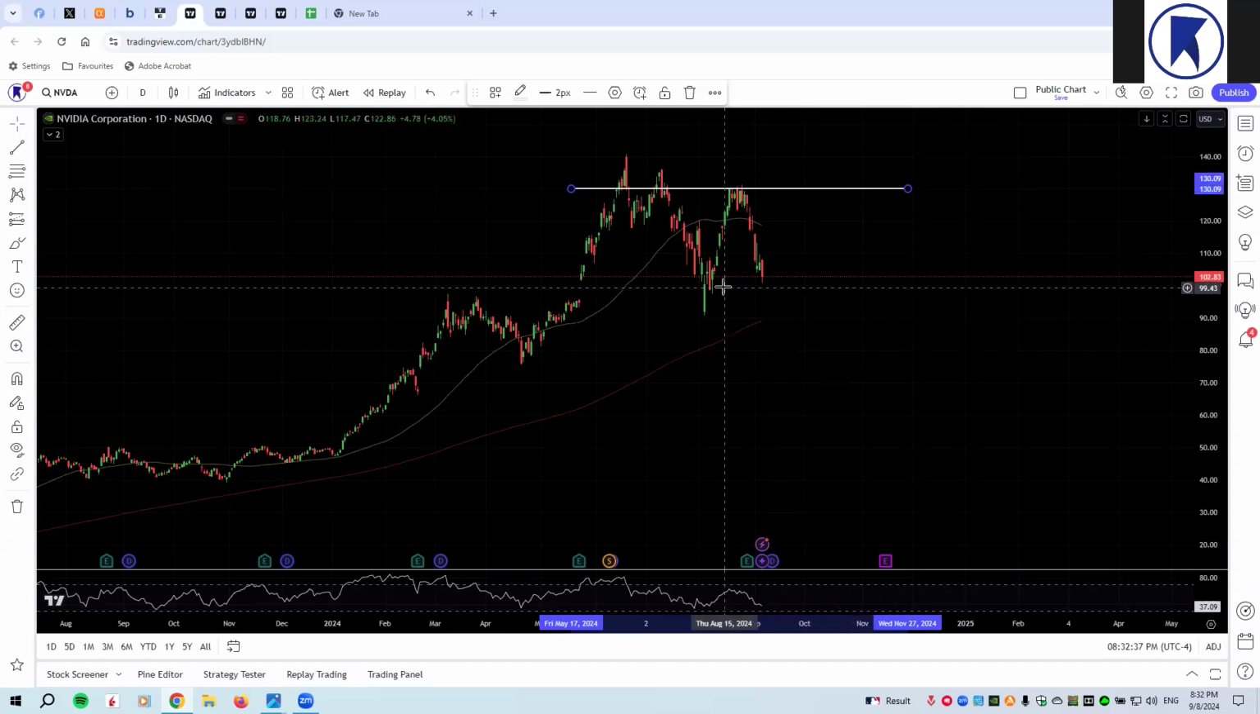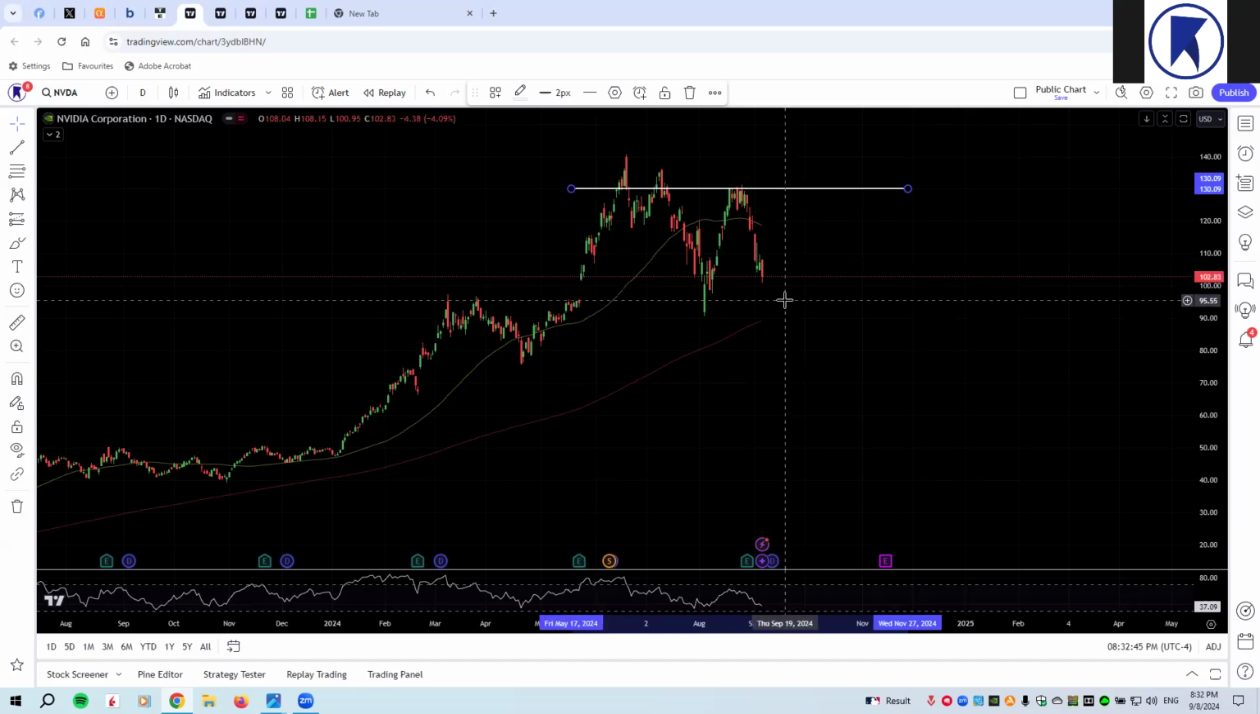This is now down here, back at 102. We can see how we have this little gap here. I'm not saying we fill that back down to 95, but it's something to be cautious of. I'm not a buyer here. Definitely not a buyer here.